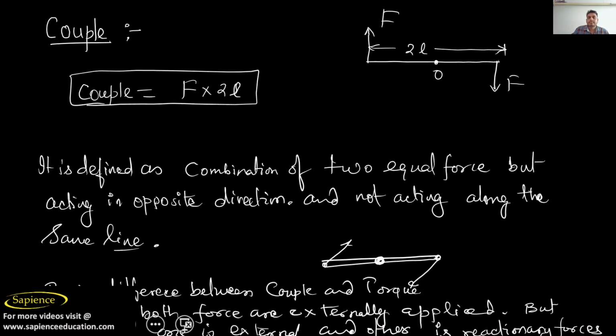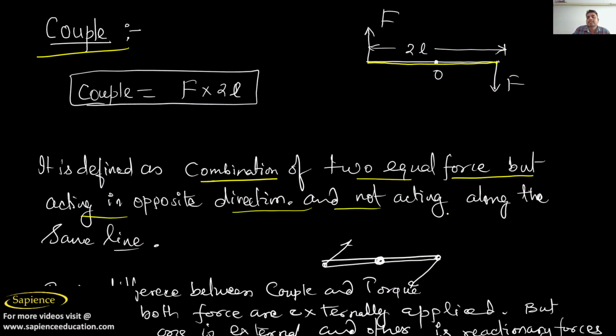Now I will discuss couple. What is a couple? A couple means when two equal and opposite forces are acting. It is defined as the combination of two equal forces acting in opposite directions and not acting along the same line.